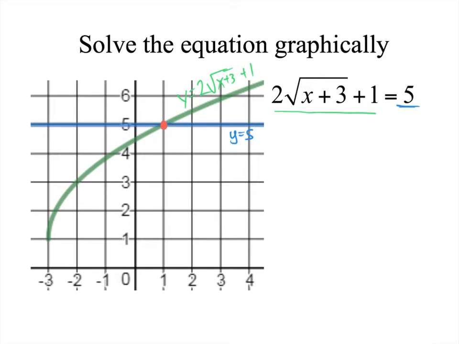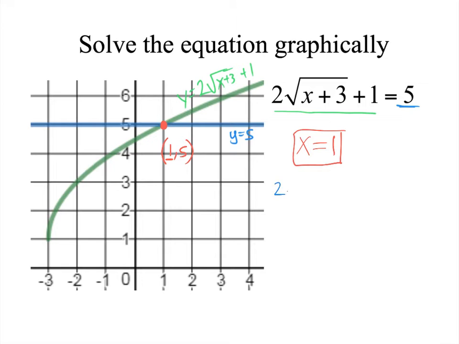But when we solve, aren't we looking for x? So what does x equal at that point is what we're looking for. We want the x of the intersection. So the intersection right there is (1, 5). So the x is 1, so my answer is x equals 1. I just solved graphically. Graph the left, graph the right, see where they cross, look for the x value because we're solving for x. Now, I could also verify that point quickly.